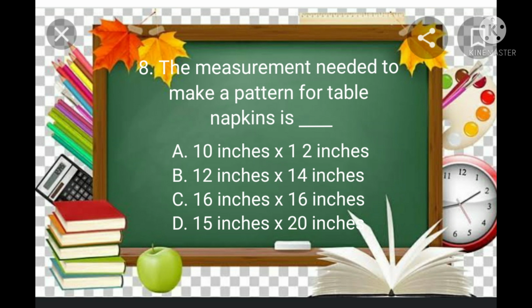Number 8. The measurement needed to make a pattern for a table napkin is A. 10 inches by 12 inches. B. 12 inches by 14 inches. C. 16 inches by 16 inches. D. 15 inches by 20 inches.